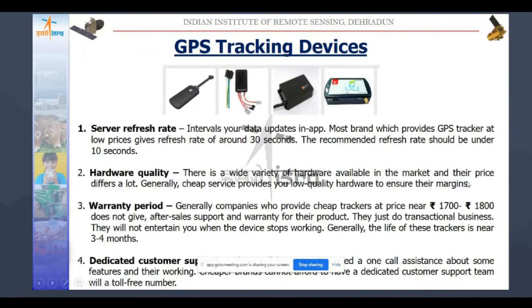Regarding the warranty period, companies who provide cheap trackers at prices near 1700, 1800 generally do not give after-sales support and dedicated customer service. When you have a problem in your device, customer support should be there immediately, and people should come and find out the solution. Okay, so we need to see all these things when choosing a GPS tracking device for our vehicle, or maybe for any dairy or milk van. So this was all about GPS.